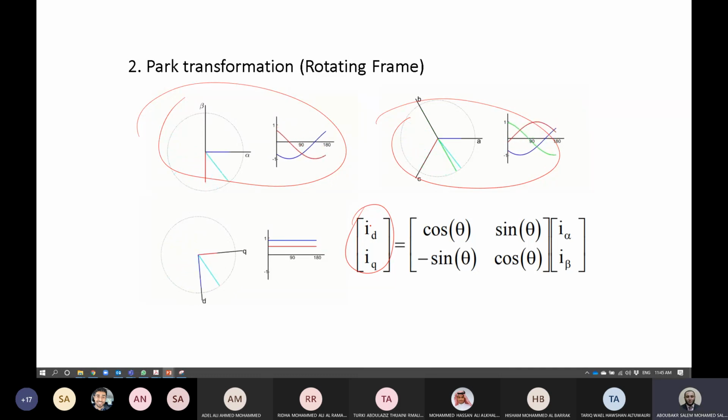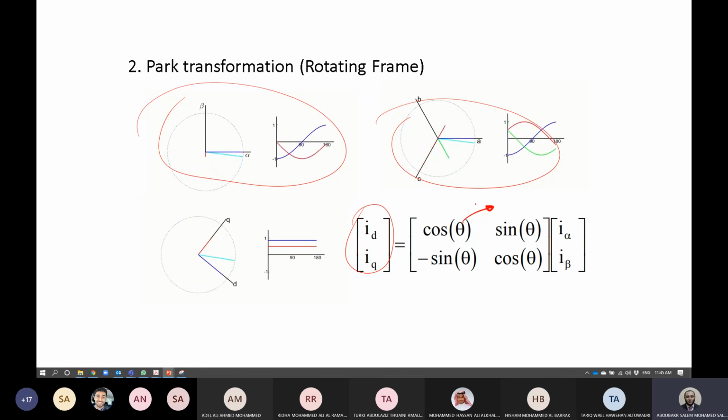What is the speed now of theta? It can be in stationary reference frame. In this case, we can consider the angle omega equals 0. It can be in synchronous reference frame. In this case, we can consider omega as omega synchronous. And it can be also in rotor reference frame. And in this case, we can consider theta as omega r, which is rotor speed, multiplied by t.